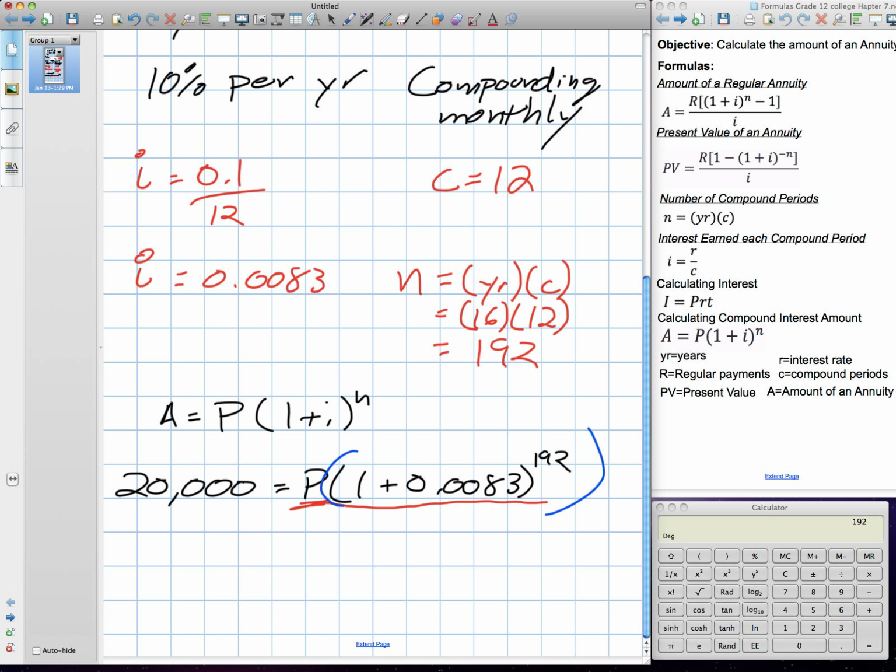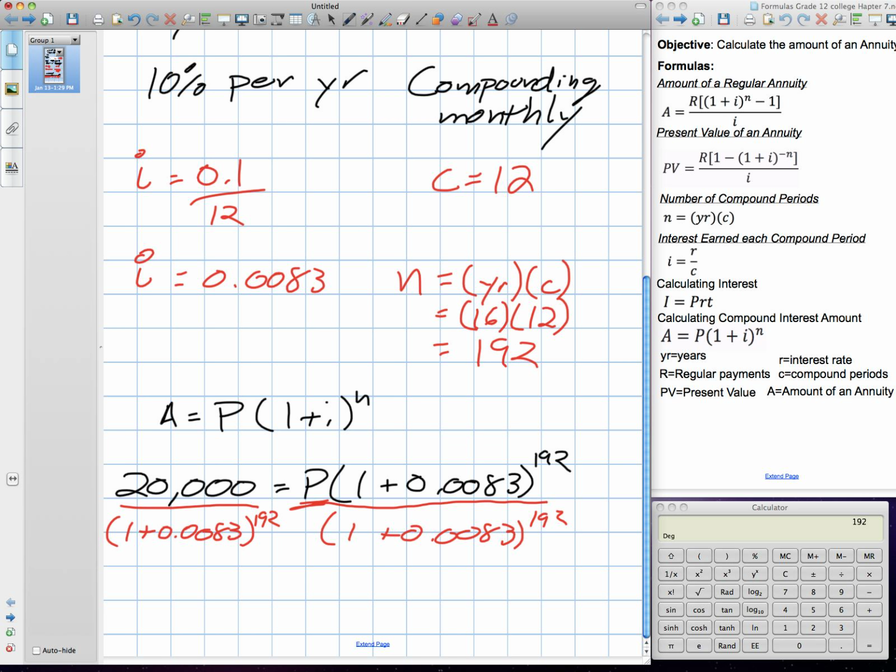Okay? So I'm going to show you this all in one step. We're going to divide by 1 plus 0.0083 to the power of 192. Now, you could solve for a number right there. I'm just going to show you it all in one step because in your book, they kind of rewrite it as another formula, but we really only need to remember one formula in order to do this.